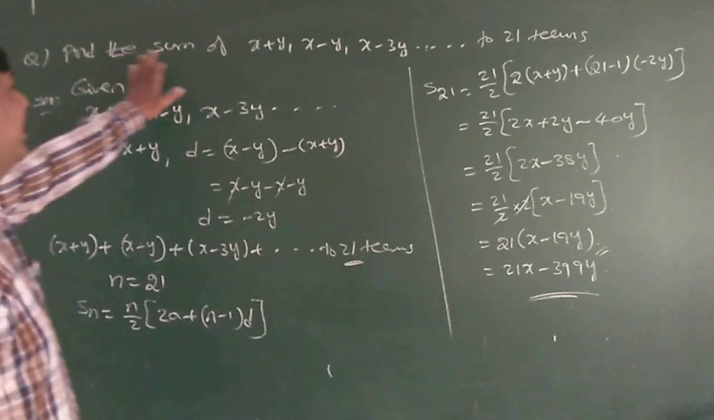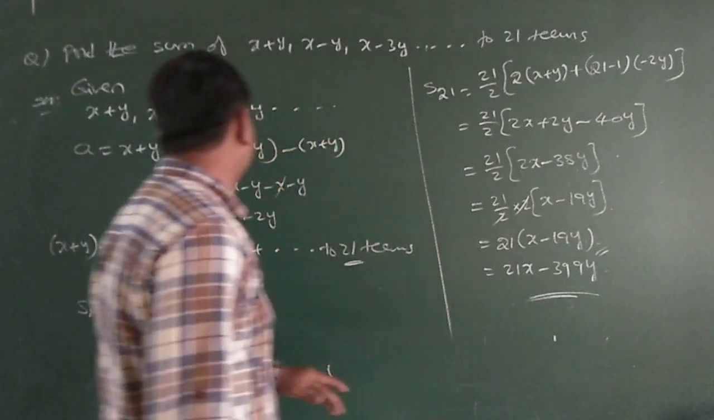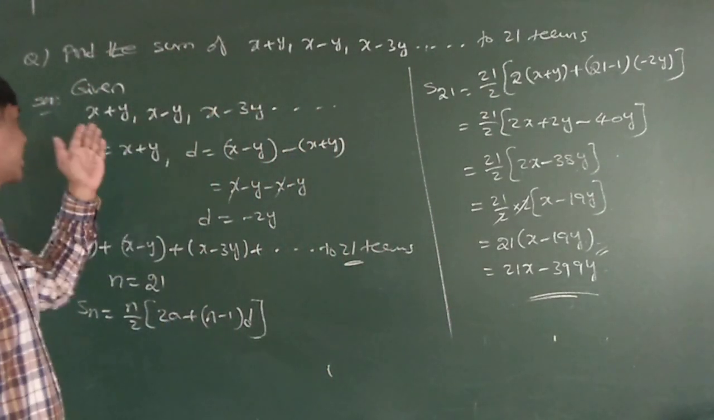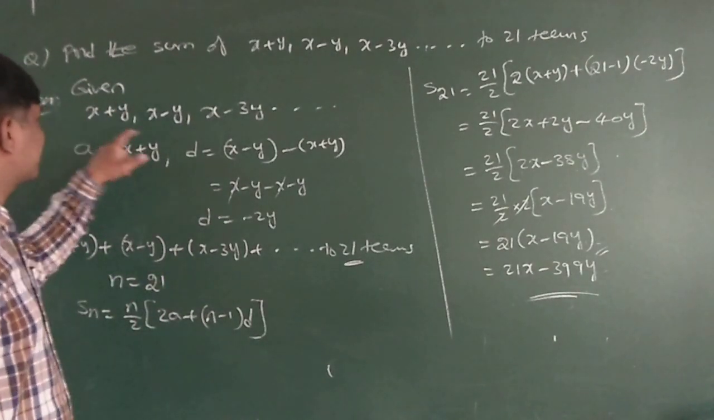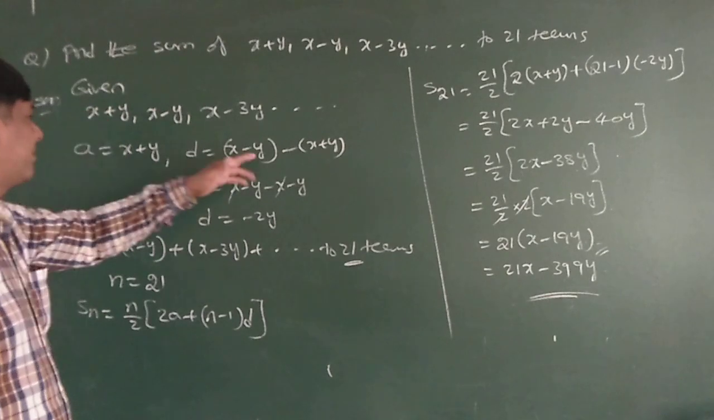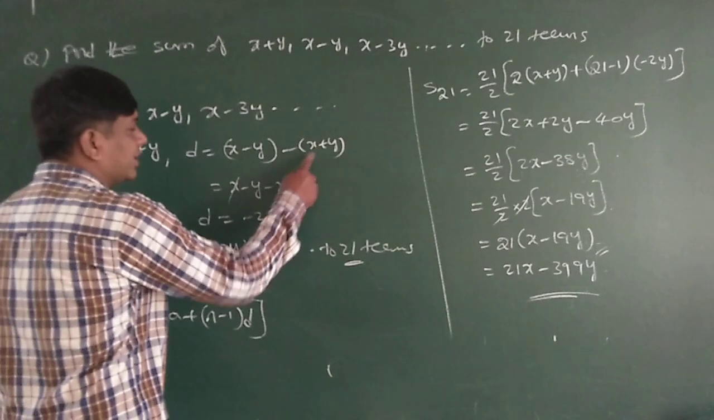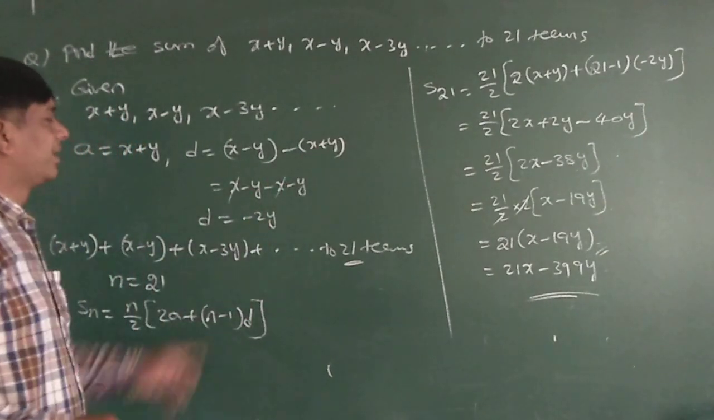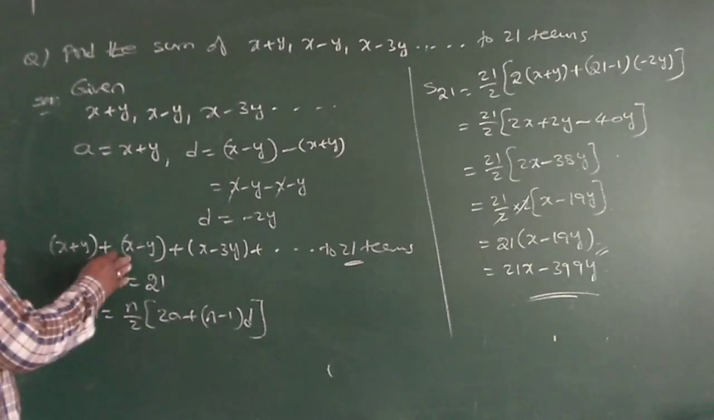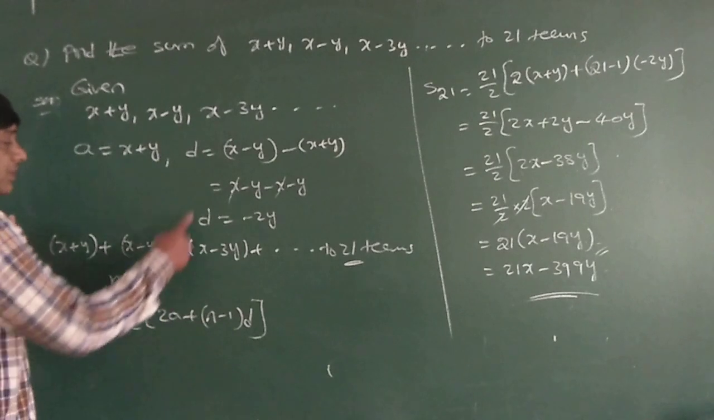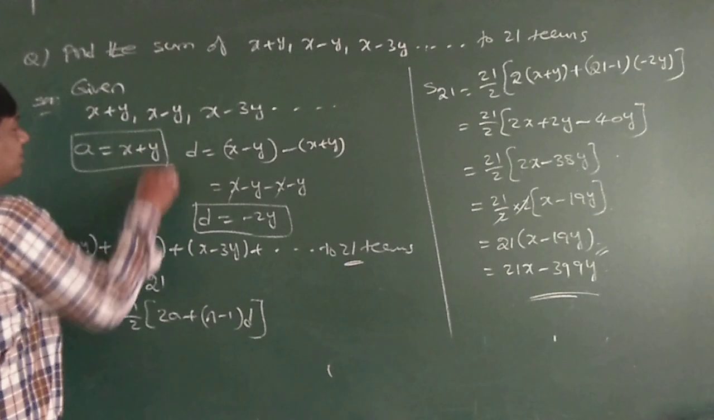Find the sum of x plus y, x minus y, x minus 3y up to 21 terms. The given sequence is x plus y, x minus y, x minus 3y. a is equal to x plus y, d is equal to t2 minus t1, which is x minus y minus (x plus y), so x cancels, and we get minus 2y. We have to add 21 terms. The d value I already got is minus 2y, and the a value is x plus y.